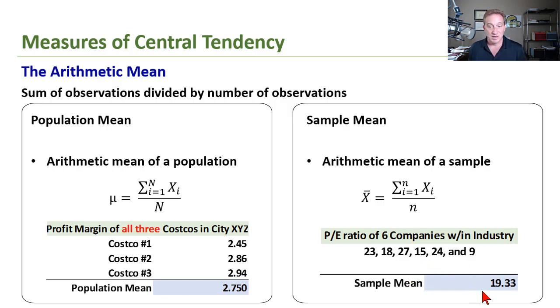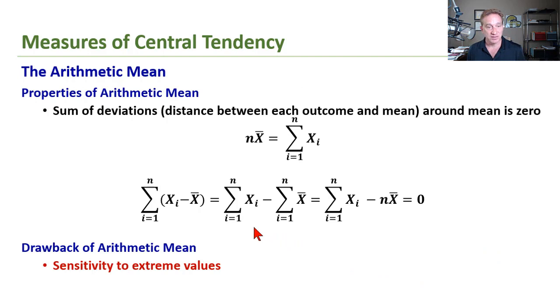But we might do that for several trials. We might in each case be trying to basically illustrate what is the mean for the industry without actually having exactly measured it. Properties of the arithmetic mean include that the sum of the deviations around the mean is 0.